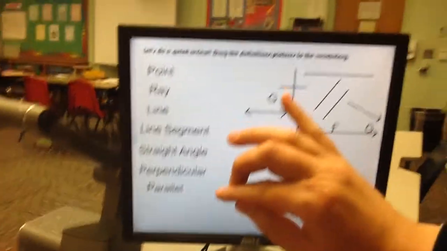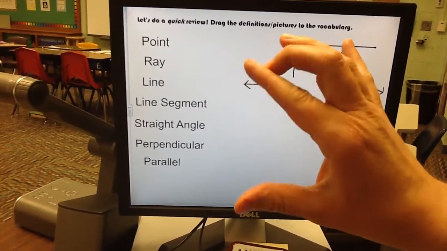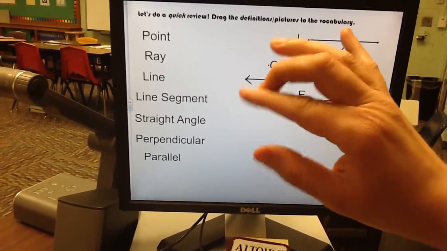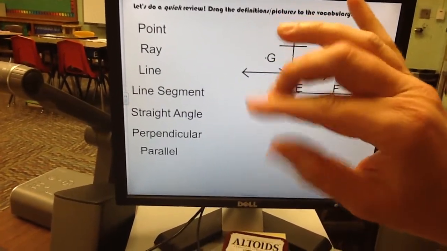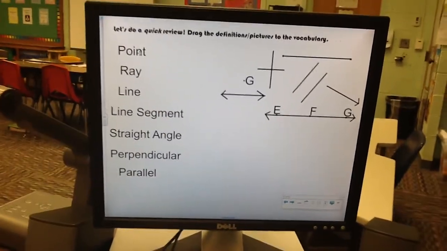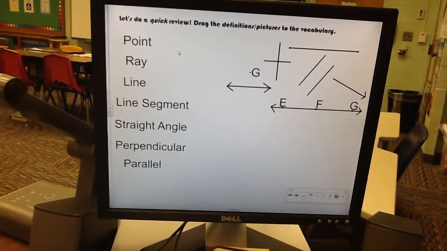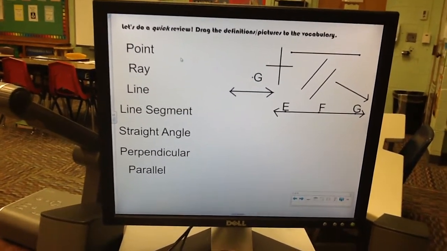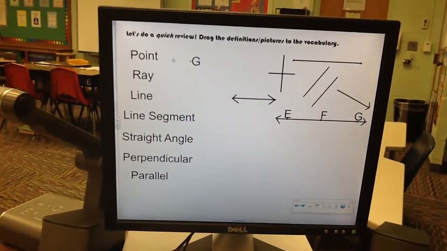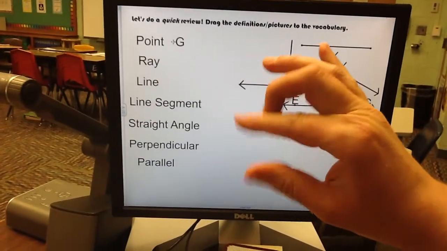First of all, let's look at some of the geometric definitions. Let's match the definitions with the pictures. See if you can at home. Which one is the point? Get your answer and see if you got it right. Yes, this is point G. How much fun is that?